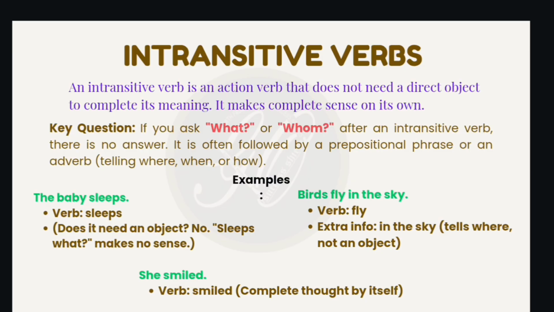She smiled. So here again the sentence has complete meaning on its own. I don't need any direct object. So here again the verb is in intransitive form.